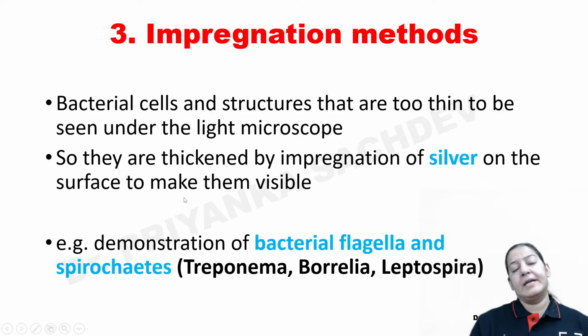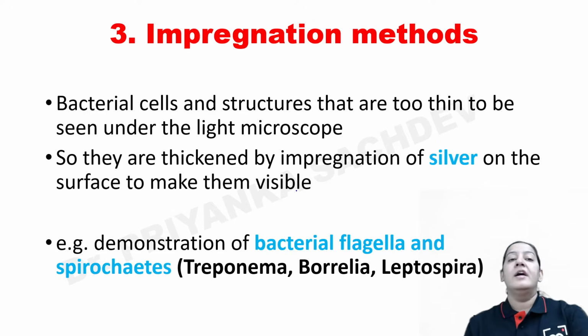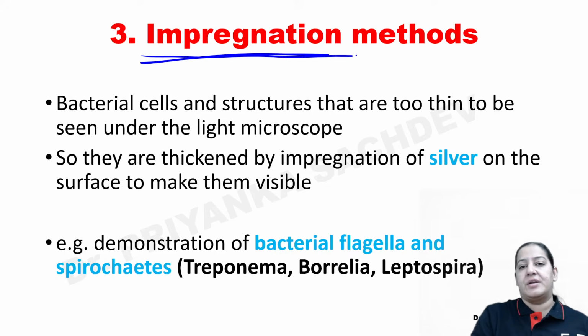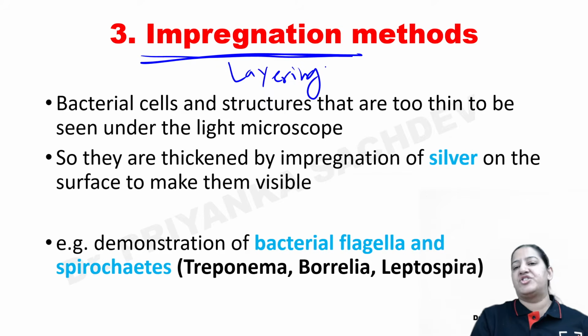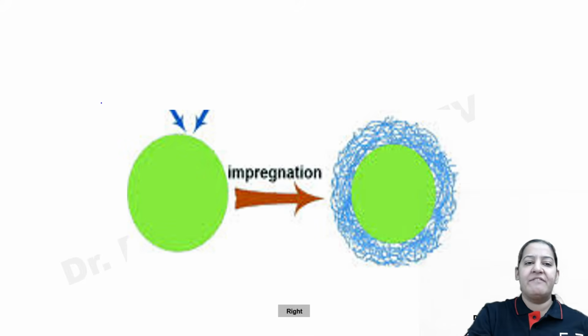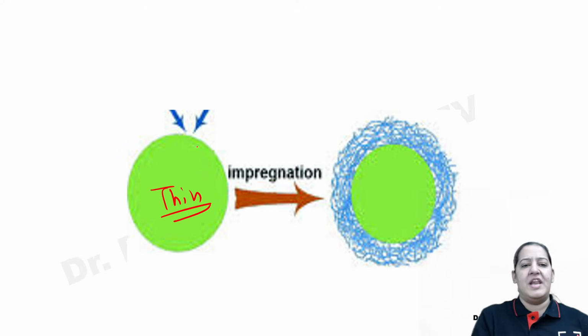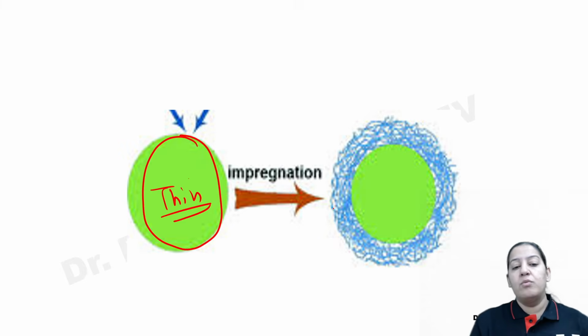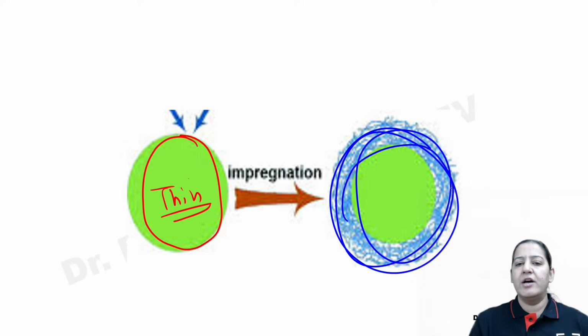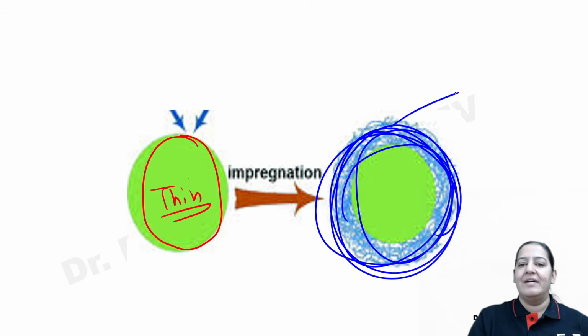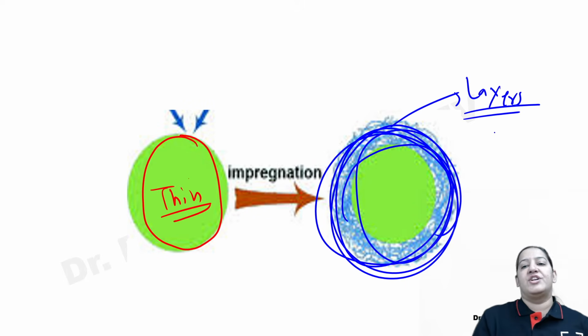Coming on the third type of staining, impregnation. Impregnation means layering, putting layer over layer. Some bacteria are very thin in nature. Can you see? The bacteria is very thin, so it is invisible. So with the help of the stain, you are providing layers over the bacteria. You are layering. These are the layers of the stain. So layering is known as impregnation.